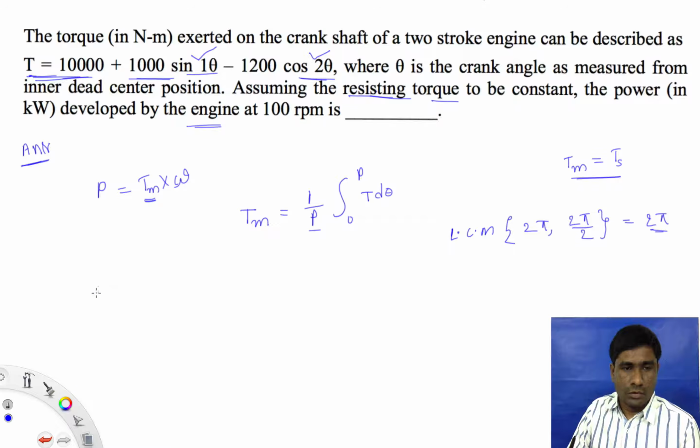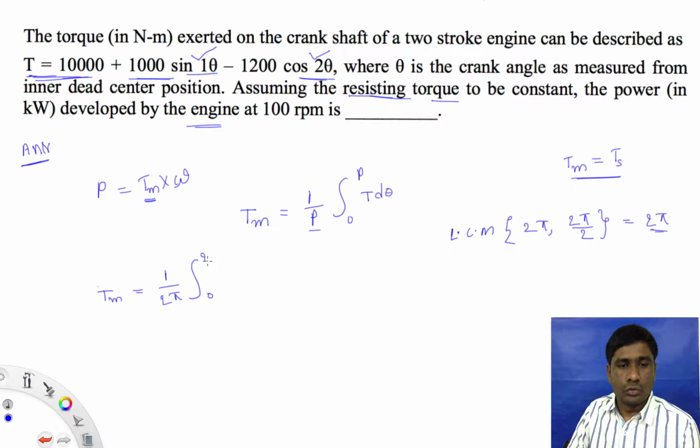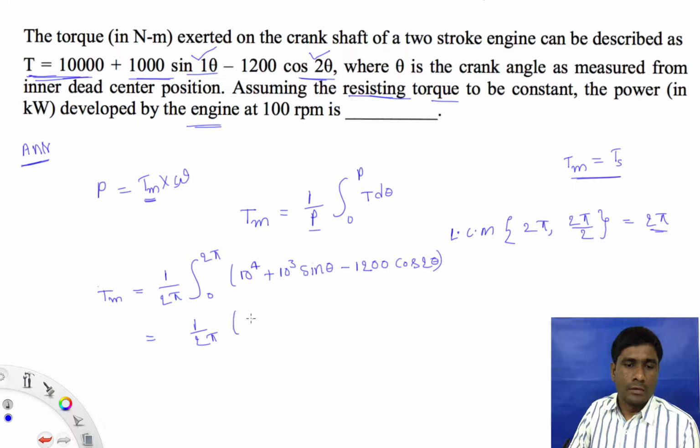So T mean equals 1 by 2 pi into the integral from 0 to 2 pi of 10 power 4 plus 10 cube sine theta minus 1200 cos 2 theta. And if you integrate this, the first term becomes 10 power 4 into theta, and here we have d theta.